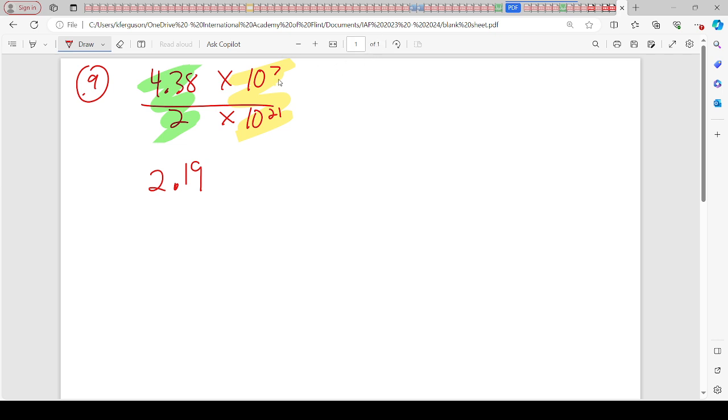So anyway, I've got 10 to the 7th power and 10 to the 21st power. When I divide stuff that has exponents that have the same base, what do I do with the exponents? I subtract them. So I'm going to have times 10, and I'm going to say 7 minus 21. What's 7 minus 21? Negative 14. Think of the line right here as a subtraction sign. So 7 minus 21 is negative 14. Because this is in scientific notation, you don't have to do anything else.